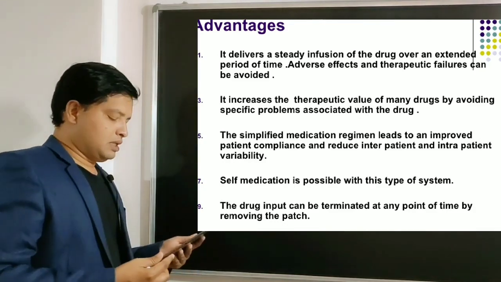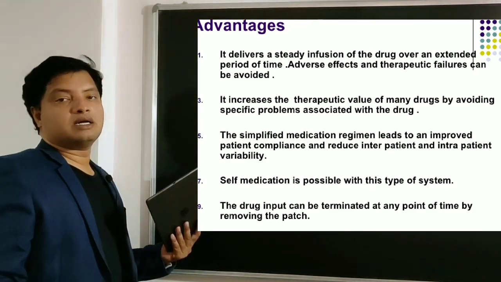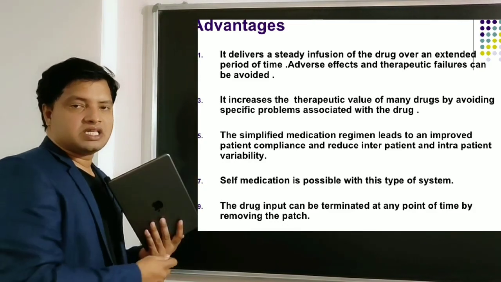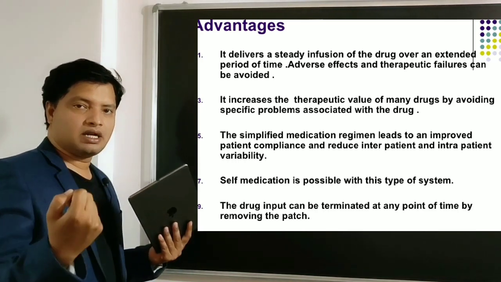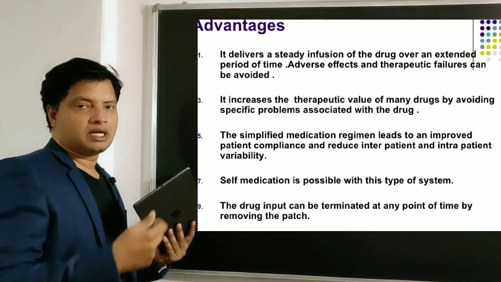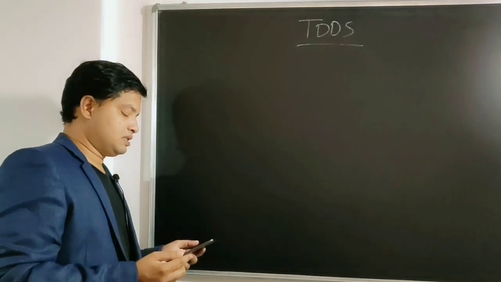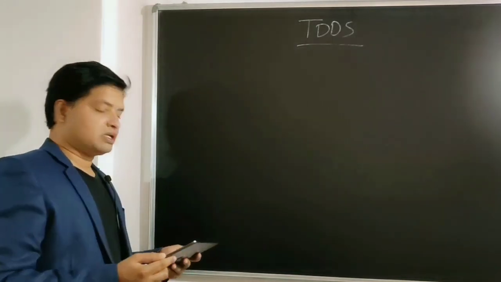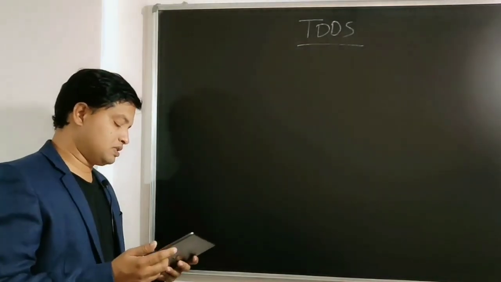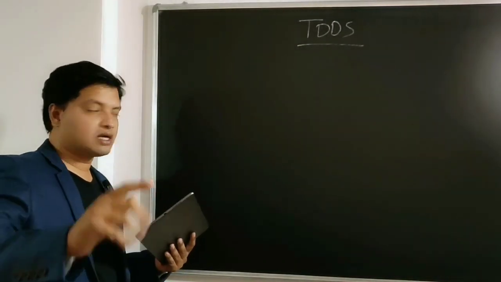Then you can terminate the drug delivery at any point of time. Just take out that transdermal drug delivery system. You can terminate the drug delivery at any point of time. This is the beauty of this transdermal drug delivery system. So it will bypass your first pass metabolism. There will be constant drug levels.